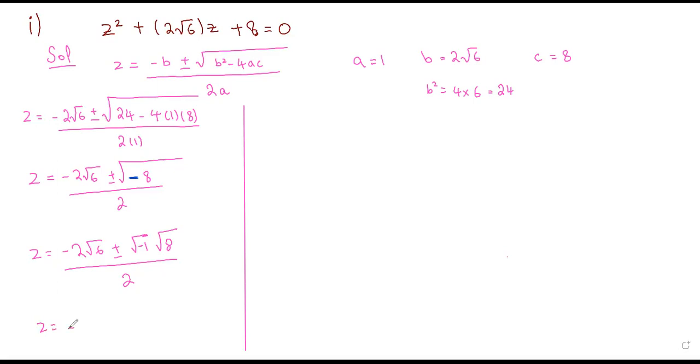Okay. Now z is minus 2 under root 6 plus minus. Under root minus 1 is iota, and under root 8 is, they said we are not supposed to use the calculator. So I can write 8 as 4 into under root 2. And then I can again write it this way, under root 4 into under root 2. And under root 4 is 2, so we get 2 under root 2, right? Now since we have done it manually, you can also use your calculator to check. Under root 4 is 2 and this under root 2 is coming here.